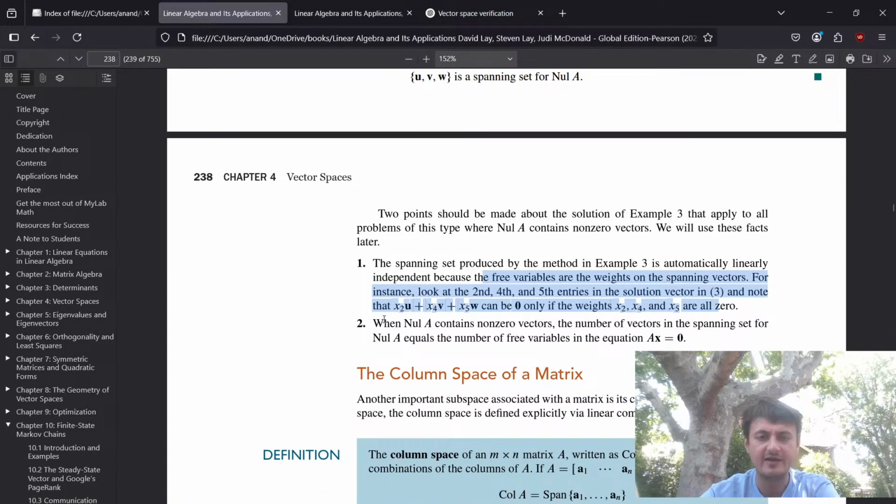And then the second point was when the null space contains non-zero vectors, the number of vectors in the spanning set of the null space equals the number of free variables in the equation. Okay, yeah.